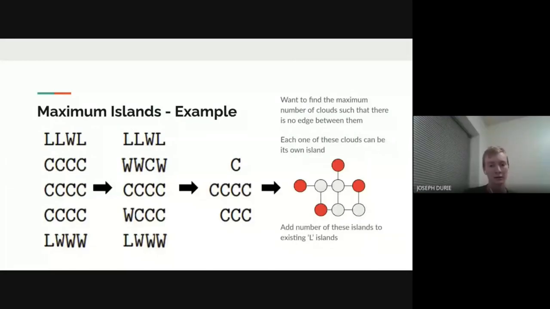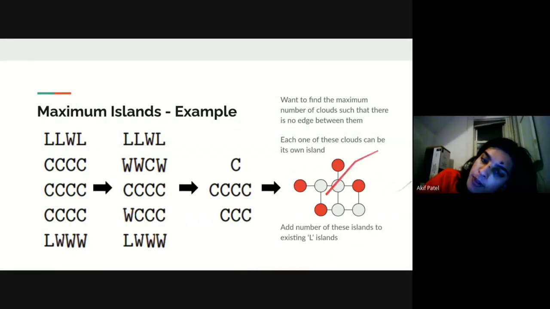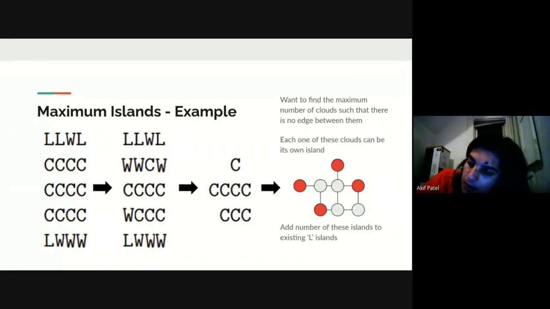So then your final answer would be the number of cloud islands you get here plus however many land islands you had in the beginning, pretty much. Here it would be seven. There's four from here and one, two, three. Okay.